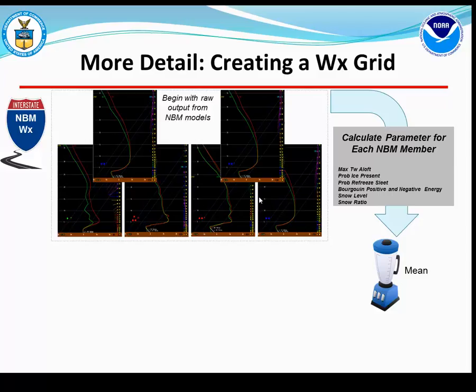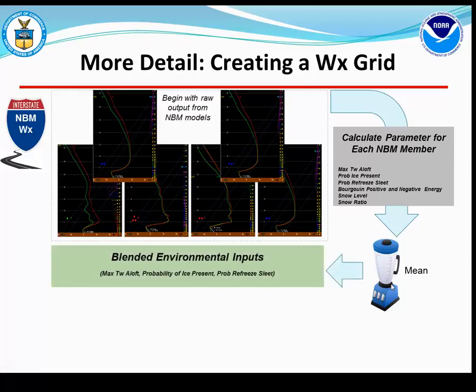weather creation step. The NBM grids are created on WCOSS via all the model inputs that are associated with the NBM. And these different variables are calculated for each model or model member within the NBM. So we pick out the max temperature aloft for each of those members, and then a mean is created from those member inputs.